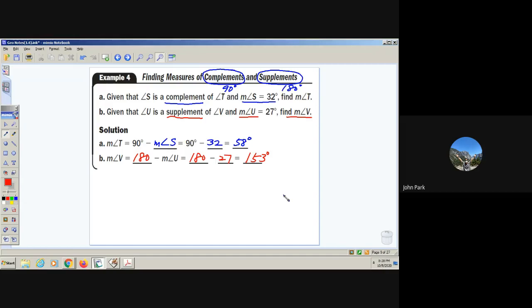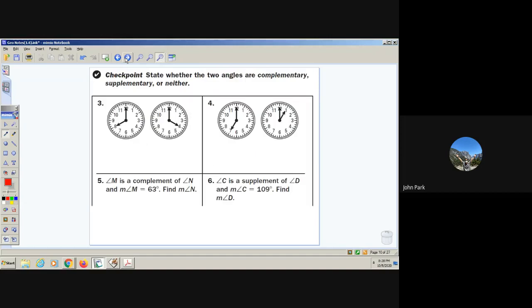All right, so next one. Again, we're going over examples of what we just talked about. Here, we're determining whether the angles formed here and here are complementary, which means they add up to 90 degrees, or supplementary, which is 180 degrees, or neither. If it's not 90 or 180, then it's going to be neither, right?